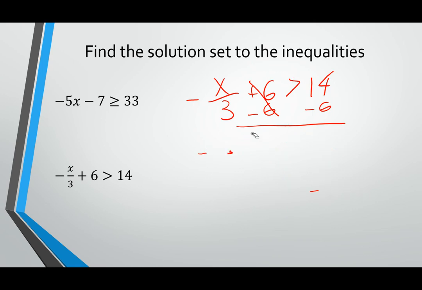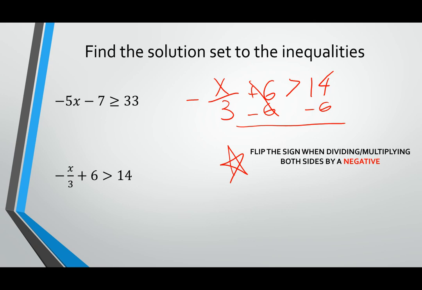So let me go ahead and erase some of this just so I can show you. Write this down. Put a star next to it, circle it, highlight it, whatever you want to do. It is the most important rule when it comes to these inequality problems when you're trying to solve them. If you ever end up dividing or multiplying both sides by a negative, you need to flip your sign. So flip the sign when dividing or multiplying both sides by a negative.